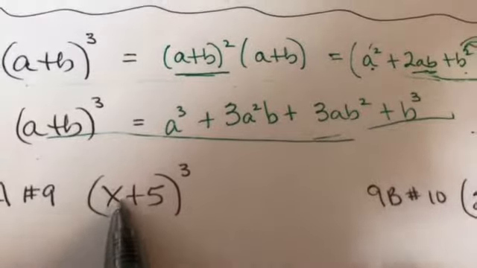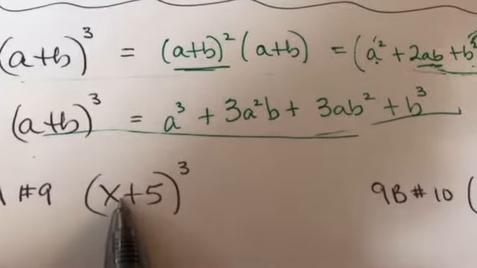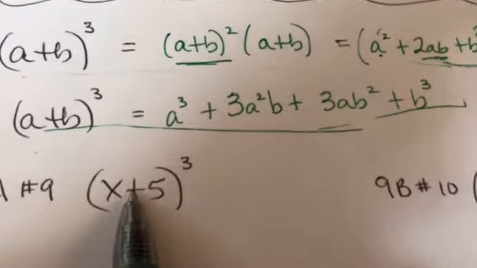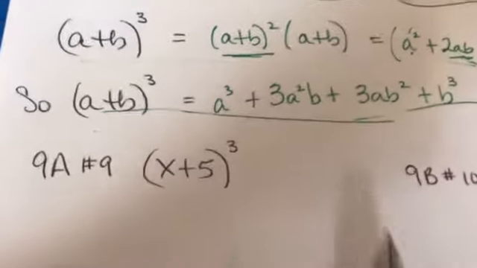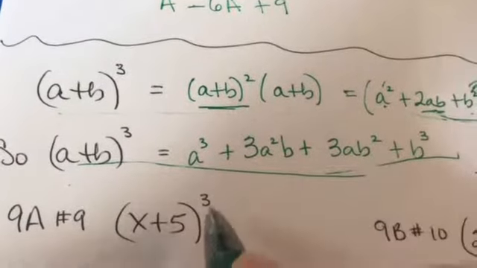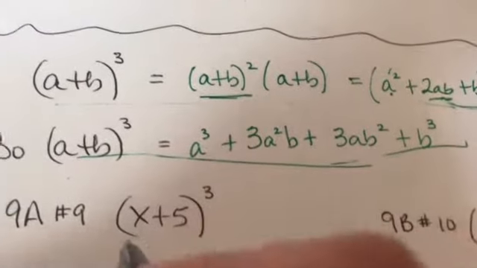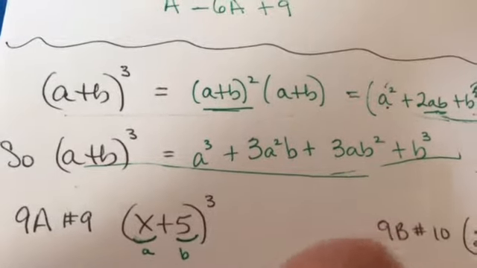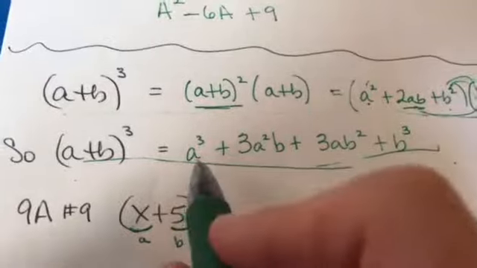Realize you could find x plus 5 times x plus 5, do it the long way, get that answer, and then multiply it times x plus 5 again. That will work, and you're welcome to do it that way. But I really, really would like you to try to use this equation right here to figure out what this is when you cube it. And realize this first term is your A, and the second term is your B.